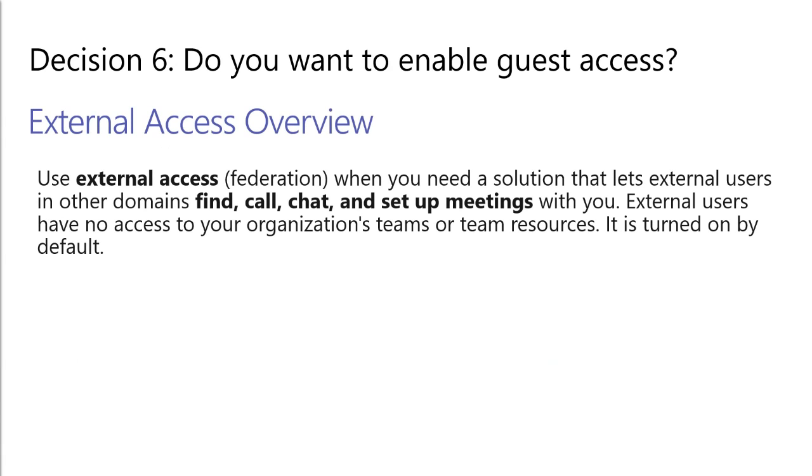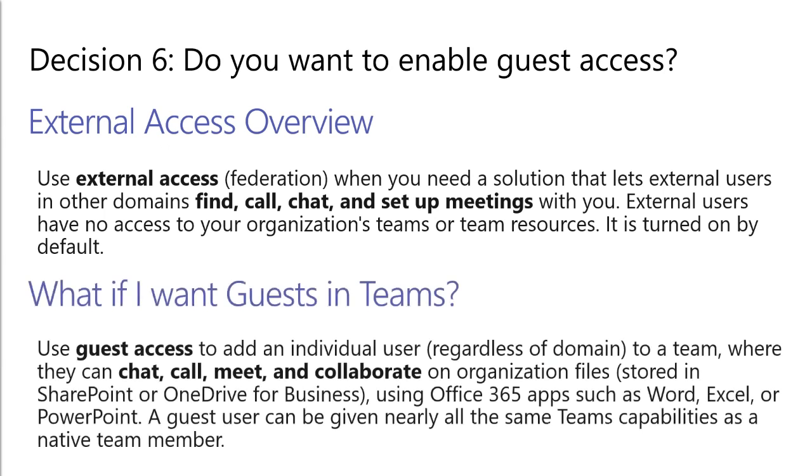Let's review. External access, also called federation, is for calling, chat, and meetings for external users. Okay, just to be clear, external access is for the call, chat, and meetings. But what if you want guests in Teams? This also includes the chat, call, and meeting features plus collaboration.